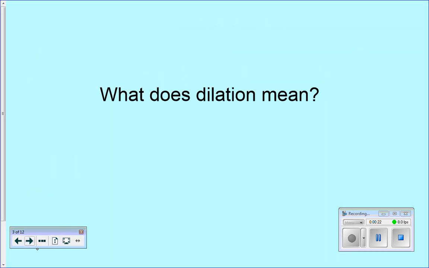Let me get to my slide. If you think about the word dilation, what do you think about? Yes, everybody thinks about when their eyes get dilated. If you go to the eye doctor, sometimes your eyes get dilated. Makes it bigger, but you know what? If you have a dilation, it can also make something smaller. Depends what's going on in the situation.